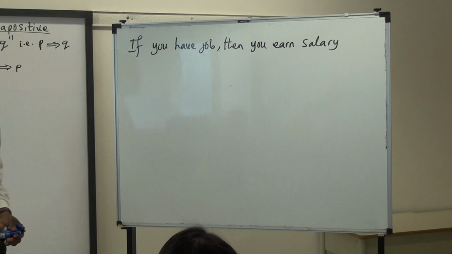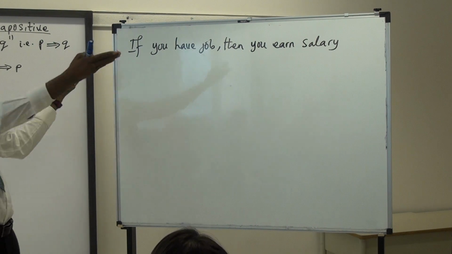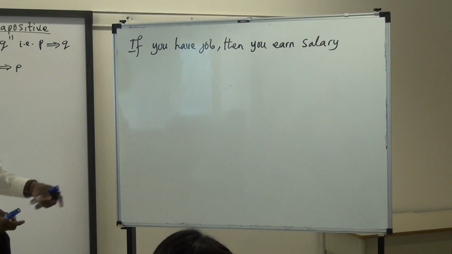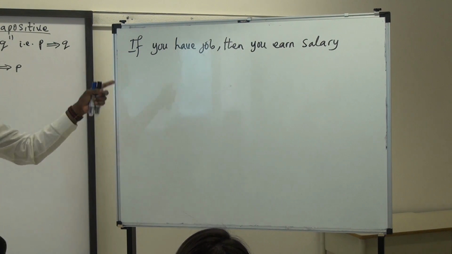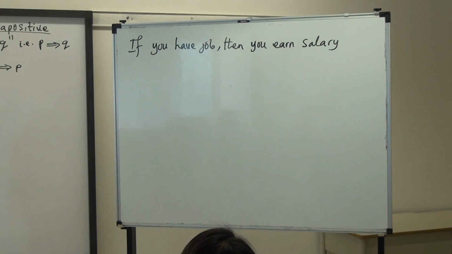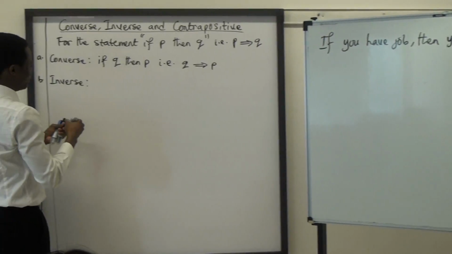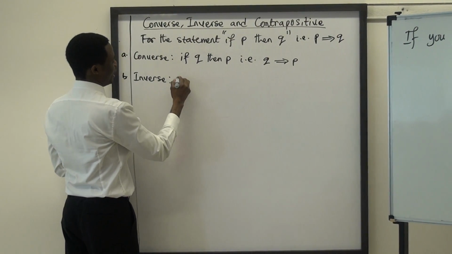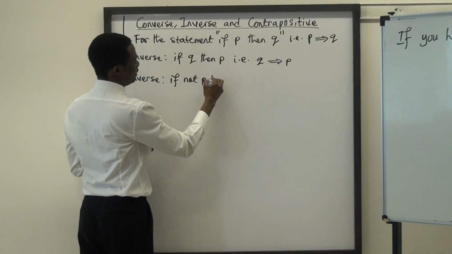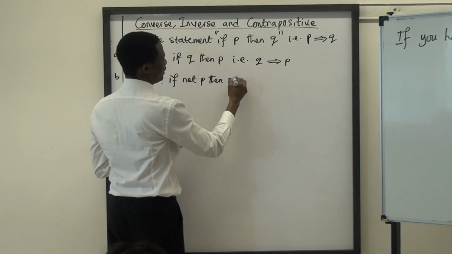Okay? The inverse will be what happens if you negate both of them. If you do not have a job, then you do not earn salary. Now, the contrapositive is the converse of the inverse. If you don't have a salary, then you don't have a job. That is it. That's why I put them all together. So the inverse will be, if not P, then not Q.